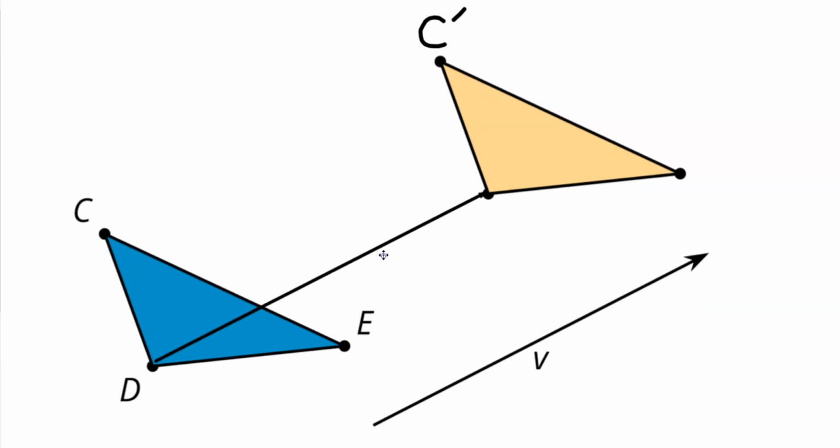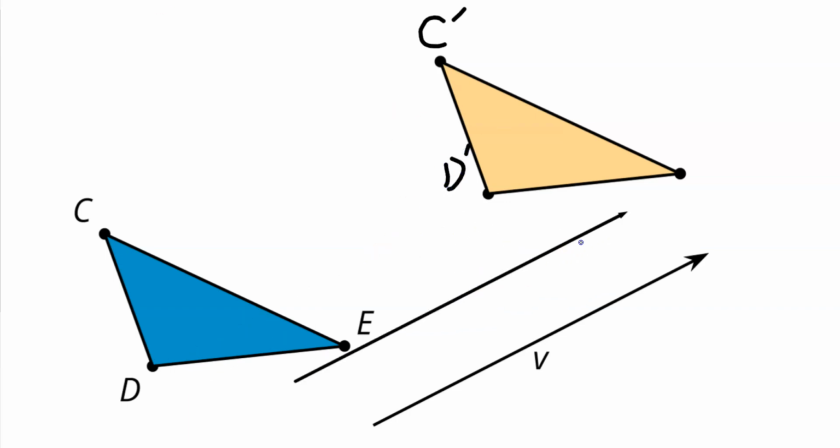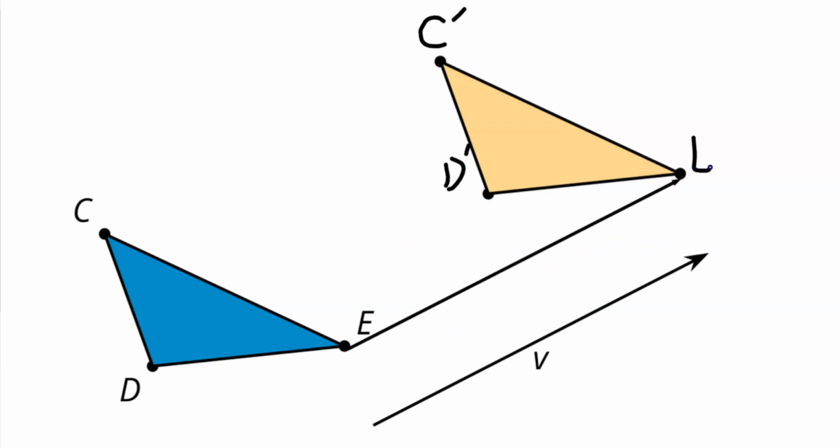D, using that same line V, D gets moved to a new point called D prime. And same with E. E gets translated to E prime. And you create a congruent shape that's been moved from one point to another along a directed line segment. So let's take a look at the lesson.